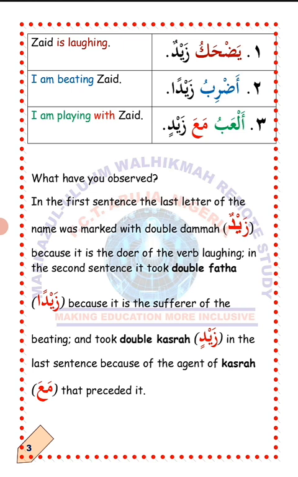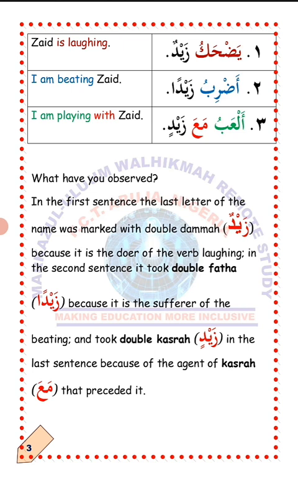Number 2. Adribu Zaidan. I am beating Zaid. Who is beating? I am the one. So who is the sufferer? Zaid is the sufferer, the one receiving the beating from me. So in the Arabic language, the last letter of the sufferer of an action must take Fataha. So Fataha is one of the signs that indicate the sufferer of an action in Arabic grammar. Not the only sign. There are many signs, but Fataha is one of them.